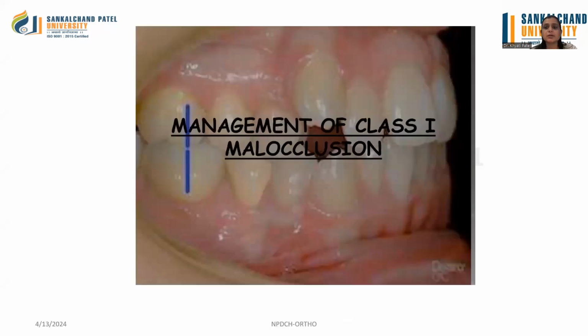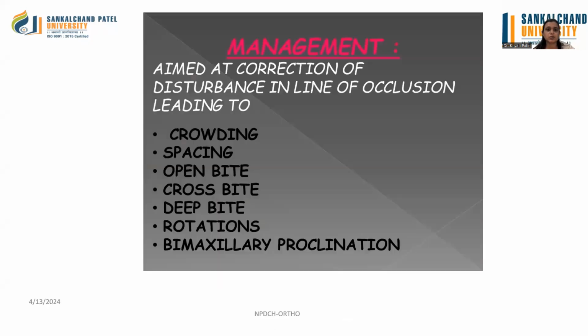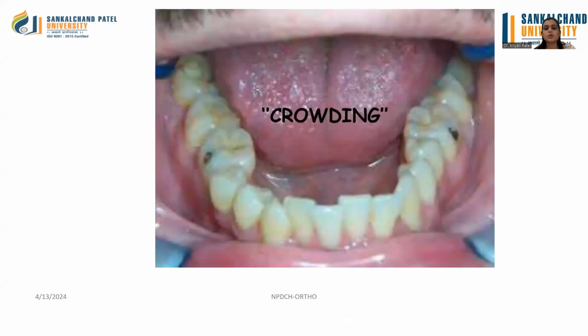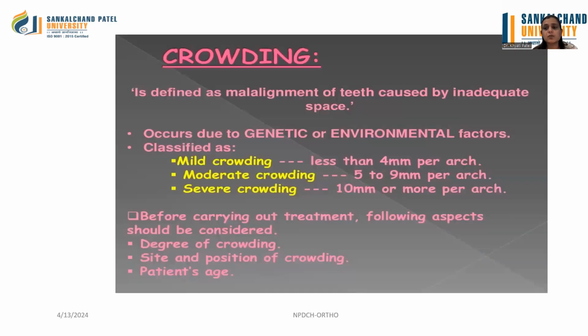So, now start with the management of some class 1 malocclusions, which is mainly aimed to correct the crowding, spacing, open bite, crossbite, deep bite, rotation, and bimaxillary protrusion. Now, you can see in the picture, there is a crowding in the lower anterior teeth. So, what is the definition of crowding? It is defined as the malalignment which is caused by inadequate space in the arch. So it mainly occurs due to genetic and environmental factors.